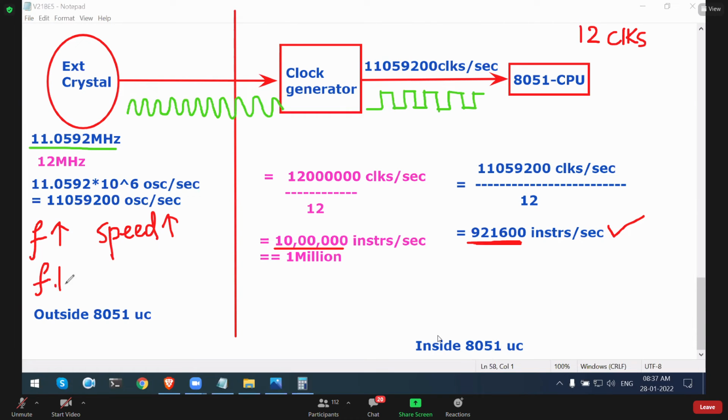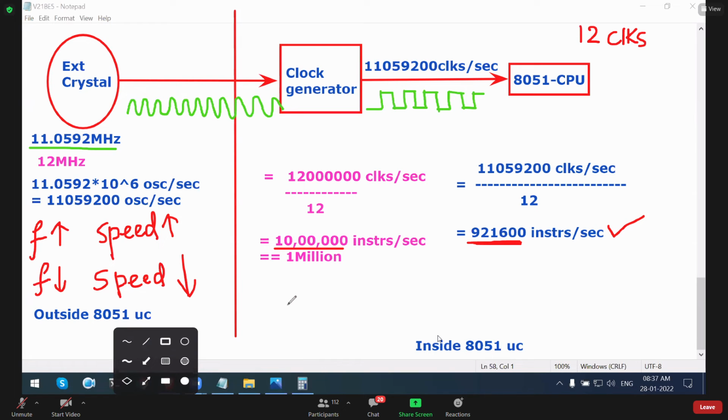And if I decrease the frequency, if I go for 11.0592, this 8051 CPU will execute 9,21,000 instructions. So that will decrease the speed of execution. Now we can write this statement clearly: frequency will decide the speed of execution of instructions. If I increase the frequency, the speed of execution will increase. If I decrease the frequency, the speed of execution will decrease.